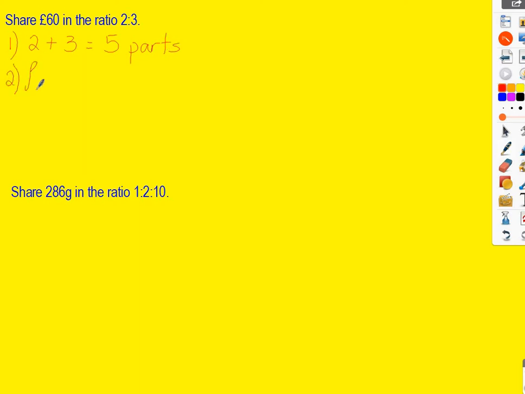I take what I've got to share out, which in this case is £60, and I divide it by the total number of parts, which is 5. I don't need a bus stop here. 60 divided by 5 gives me 12. So every one part is worth £12. That there is one part. So the values in the ratio then are 2 parts and 3 parts.